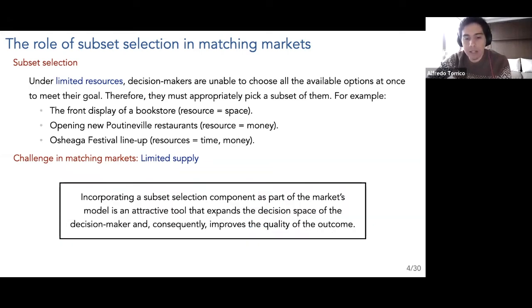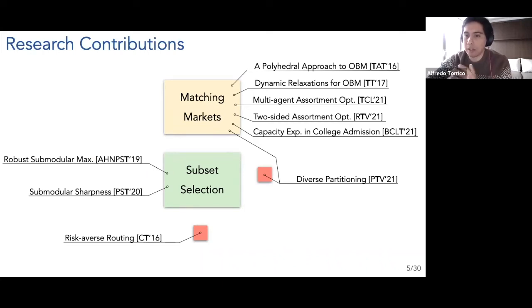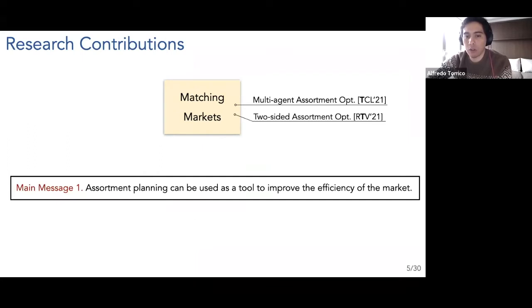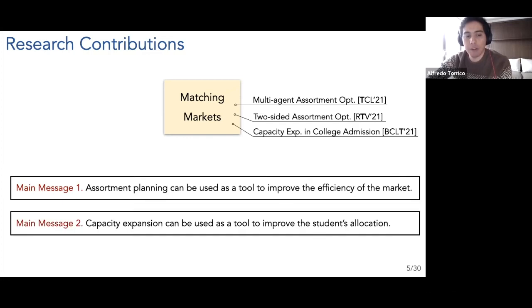My main message here is that incorporating a subset selection component as part of the model may serve as an attractive tool to expand the decision space of decision makers and consequently improve the quality of the final outcome of the matching market. In this setting, my research contribution has been mainly in two areas: one is matching markets and the other is subset selection in the area known as submodular optimization. But I have also worked on risk-averse routing and recently on diversity topics. For today, we're going to focus on matching markets. The first message is that assortment planning can be used as a tool to improve the efficiency of the market. And for the second part, I'm going to show you that capacity expansion can also be used as a tool to improve the allocation of the students. So we're going to see these two parts in this talk.